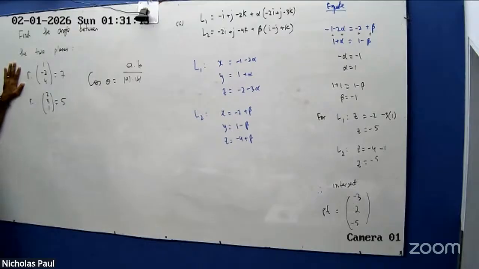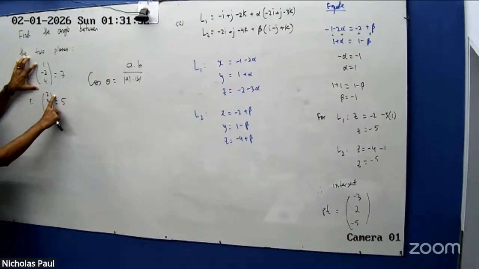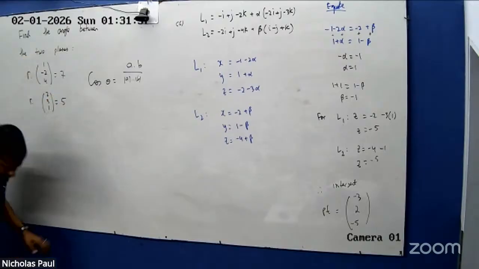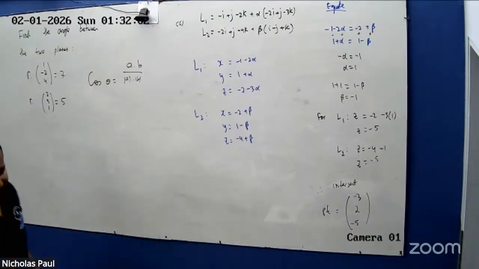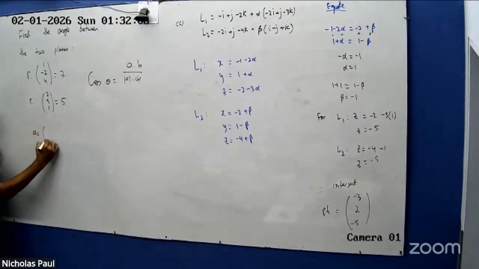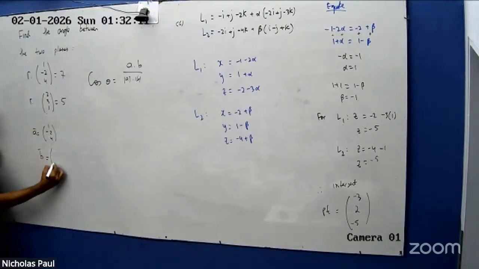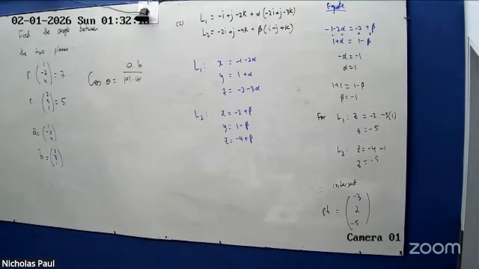We need a vector. So we're using the two perpendicular vectors, right? We're using the two direction vectors. So use the two perpendicular vectors: A is 1, minus 2, 4, and use B as 2, 3, 1. And then find the angle. That's it. Okay.